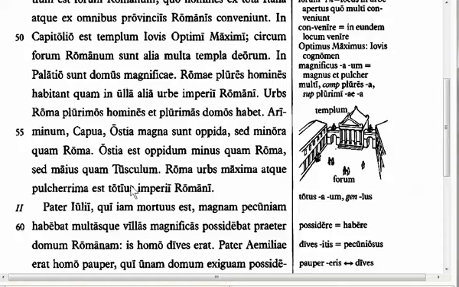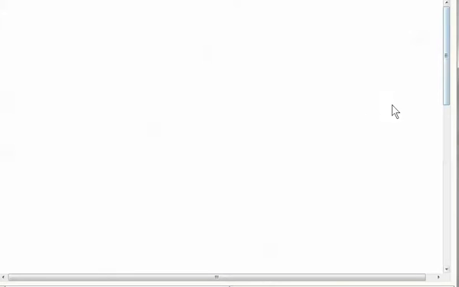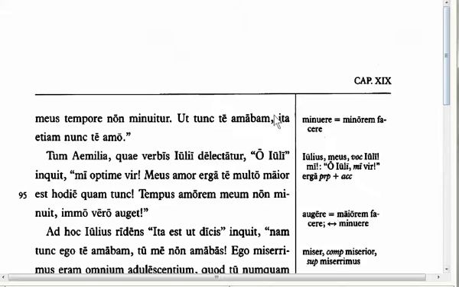In line 93, we have another new feature. Let's go to 93, and we see tum Aemilia quae verbis Julii delectatur, o Juli inquit mi optime vir. So then Aemilia, who is pleased by the words of Julius, says, "O Julius, my very good husband," or my excellent husband, literally best husband.